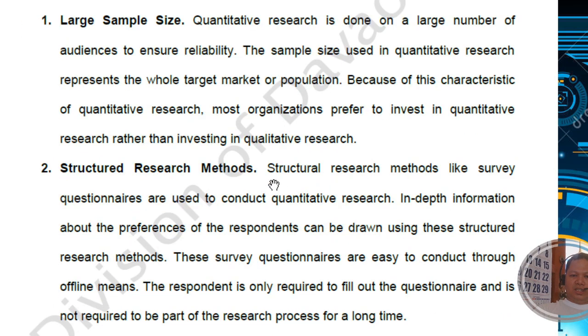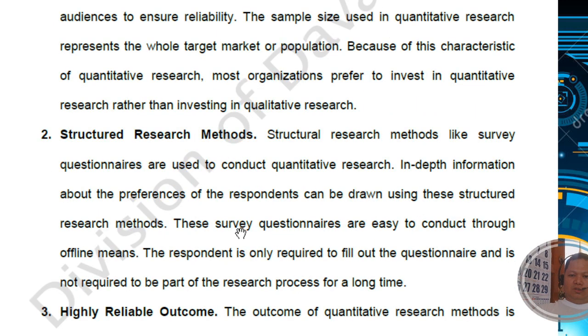Number 2, structured research methods. Quanti is structured because you will follow certain steps in conducting the study. So it's scientific, so it must be carefully planned. Then the survey questions are easy to conduct through offline means. Unlike in quali, as you observe, it's more of opinionated responses because it's more on feelings.